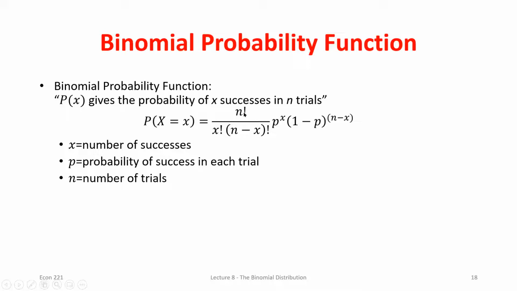But that exclamation point we call a factorial. Here's the formal definition of it, but the best way to think about it is, if I have 10 factorial, it's 10 times 9 times 8 times 7 times 6 times 5 times 4 times 3 times 2 times 1. So you just start at that number and multiply all the way down to 1. Once we know that, this isn't as scary.